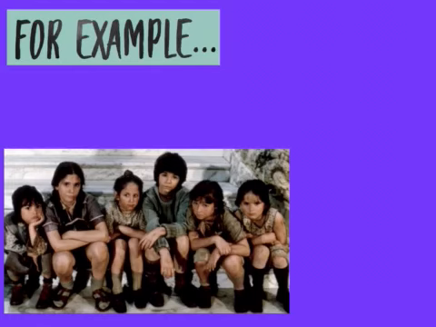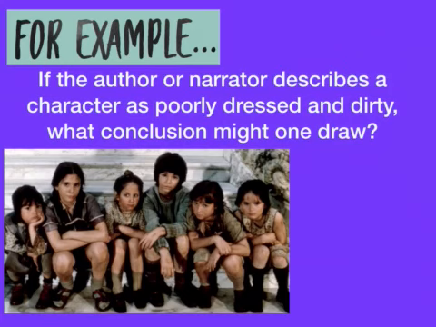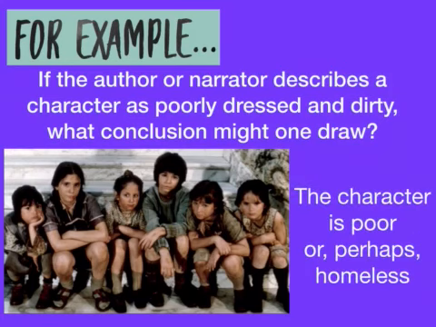For example, here's a photo, and this is taken from the movie Annie. If the author or narrator describes a character as poorly dressed and dirty, what conclusion might one draw? The character is poor or perhaps homeless. Now, once again, we're asked to make a judgment call. We are drawing conclusions based on the information that the author has given us.